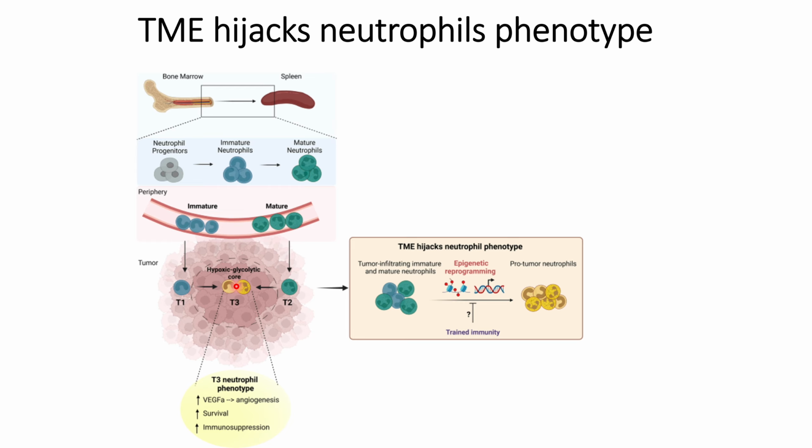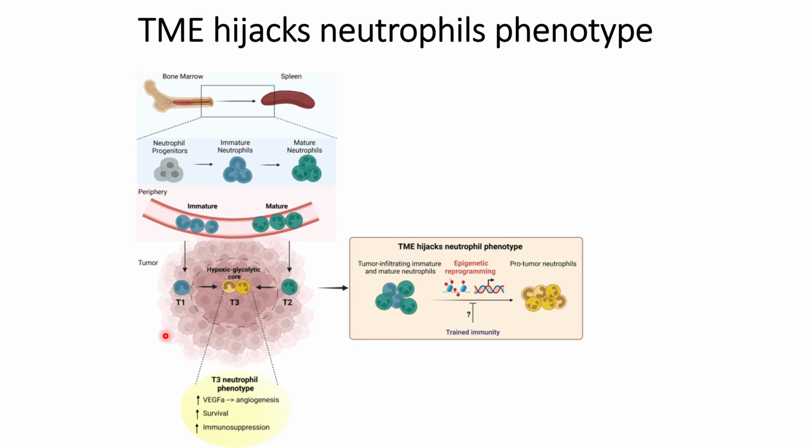to the tumors. So one of the important things upregulated or provided by the T3 neutrophil phenotype is VEGFA. Because of that, angiogenesis is upregulated, and it also provides survival of the tumor cells. These T3 neutrophils also help in the development of immunosuppression around the tumor microenvironment.